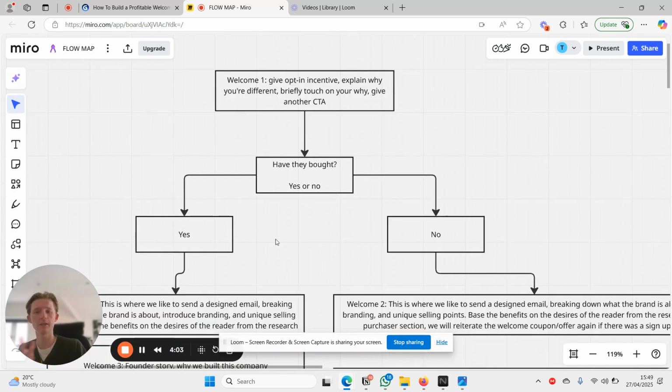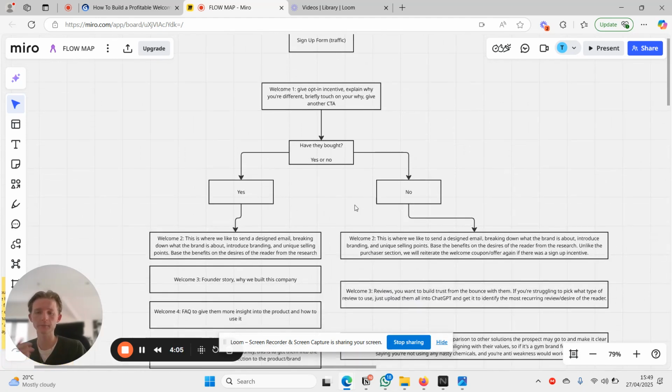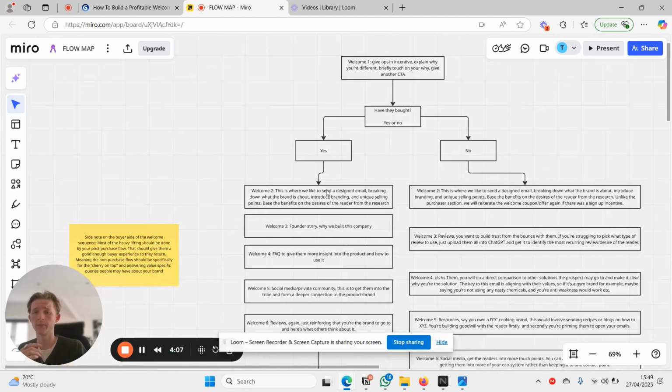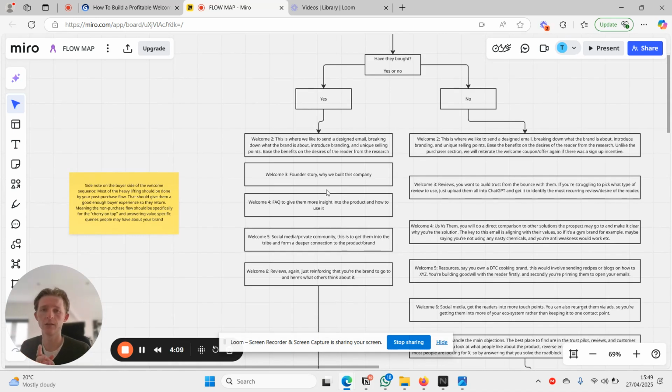After that, see if they bought, yes or no. Conditional split. The yes is, the goal here is basically just to prime them to open your future emails. So this is building goodwill. The actual return of the purchase should be done on what's called a post-purchase flow. So that'll do most of the heavy lifting if someone's bought.